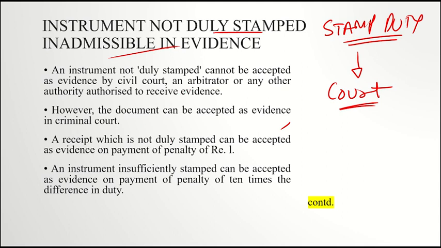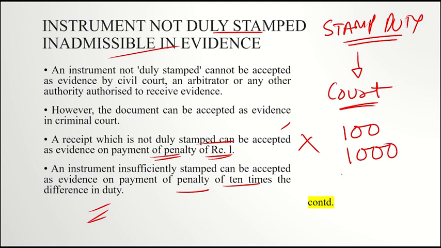So a receipt which is not duly stamped can be accepted as evidence on payment of a penalty of 1 rupee. But today this is not applicable. An instrument insufficiently stamped can be accepted as evidence on payment of a penalty of 10 times the difference in duty. So this is the punishment. So suppose we must pay 100 rupees, 10 times 100 rupees is 1000 rupees. So if we pay the penalty, then we can go for the evidence, it can be accepted. So you will have a penalty of 900 rupees.